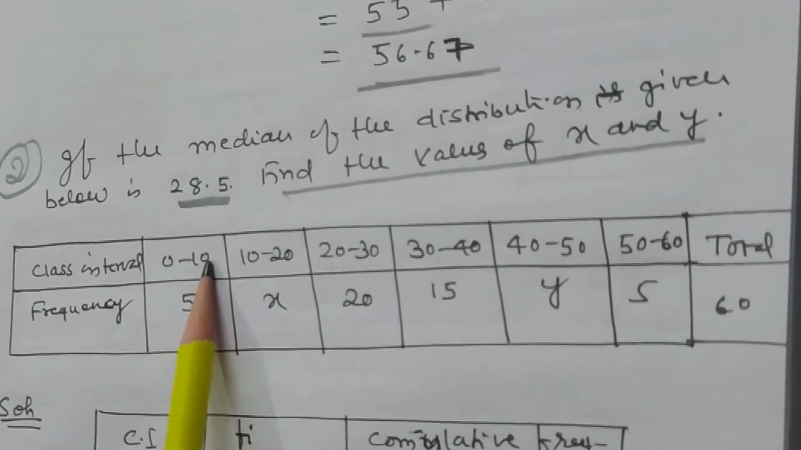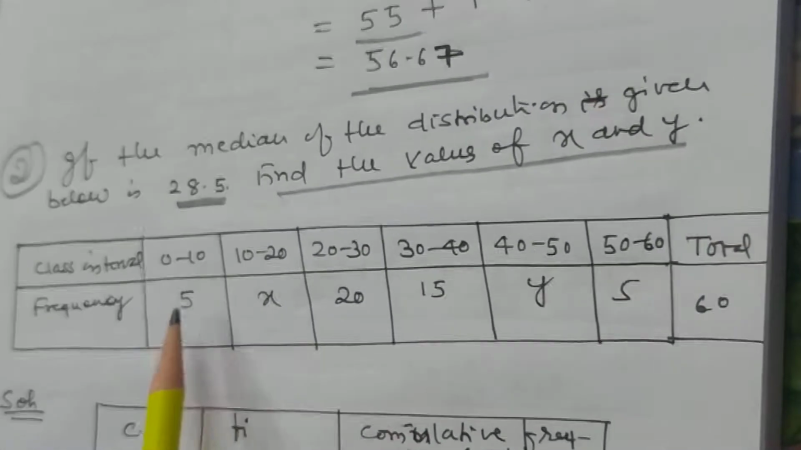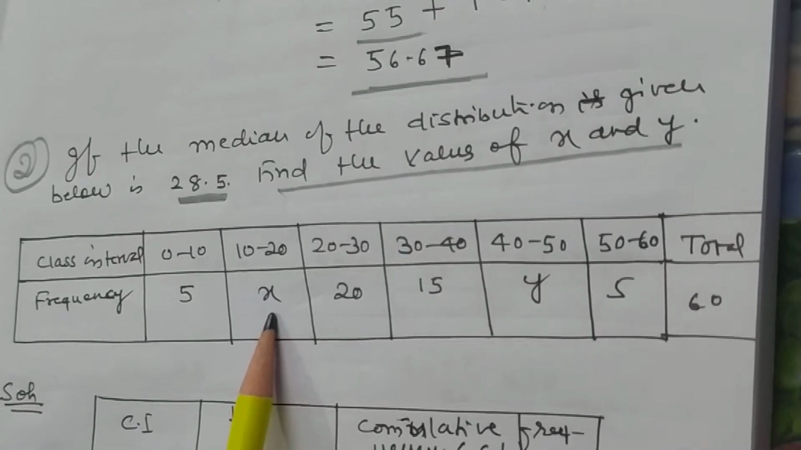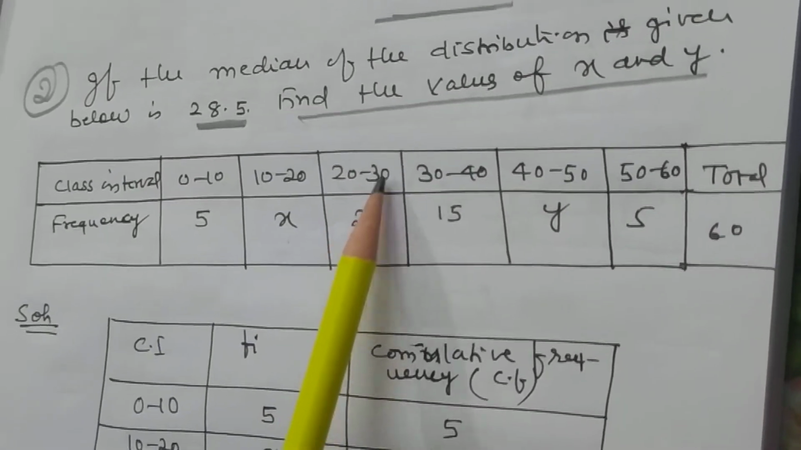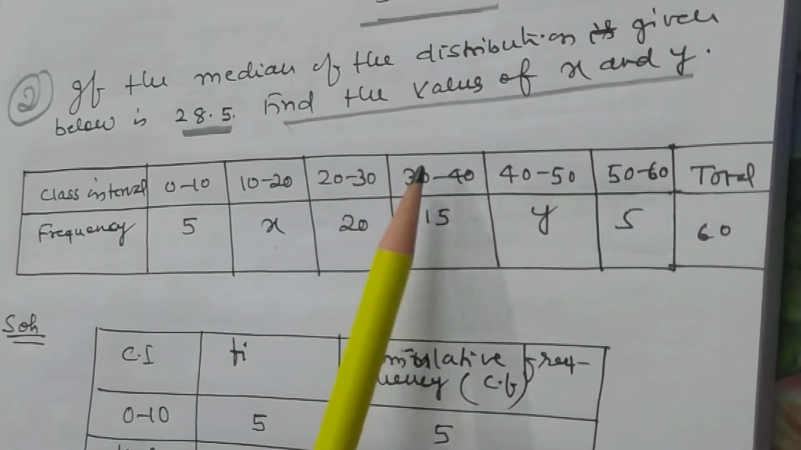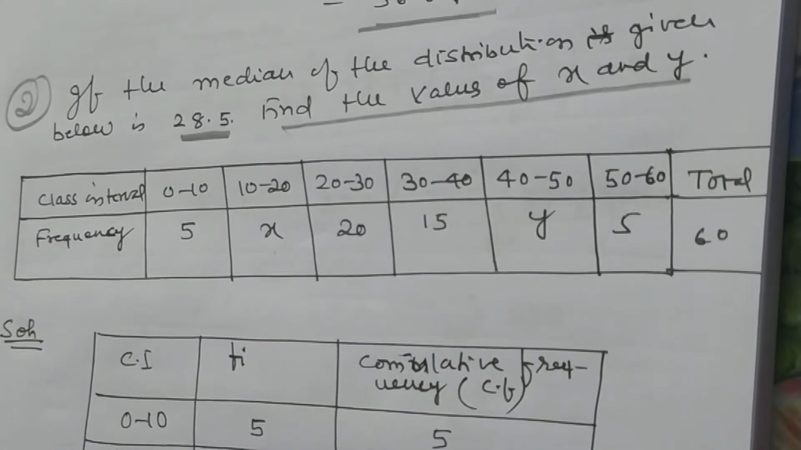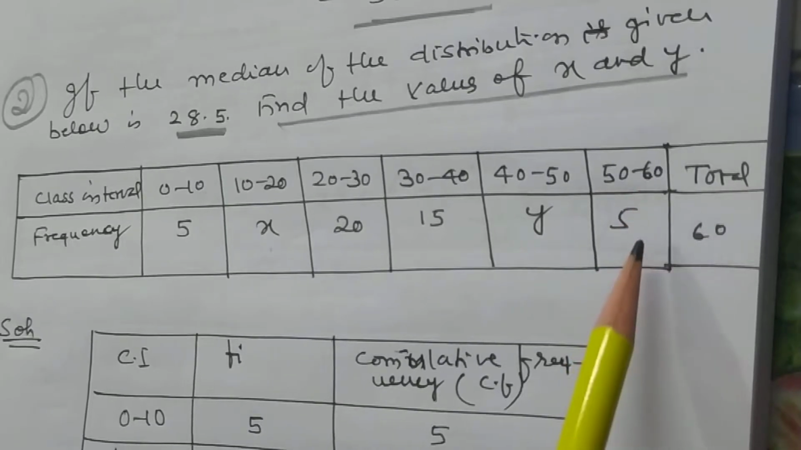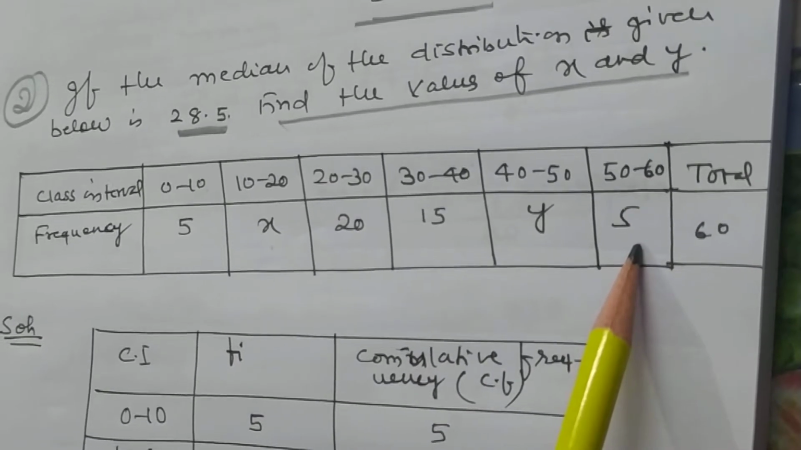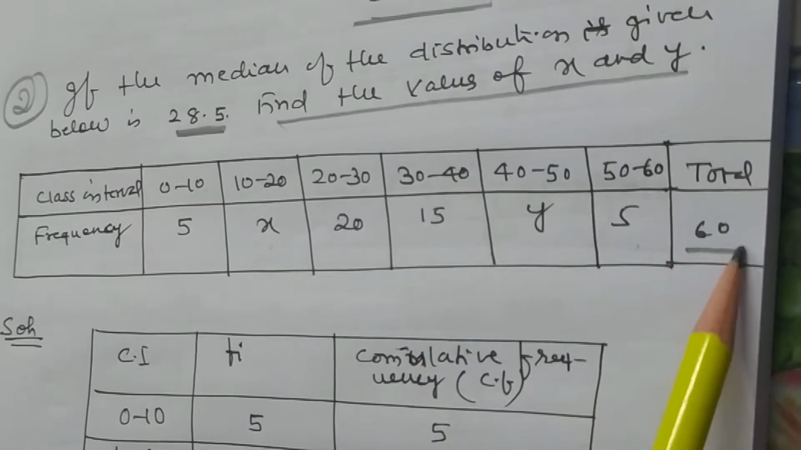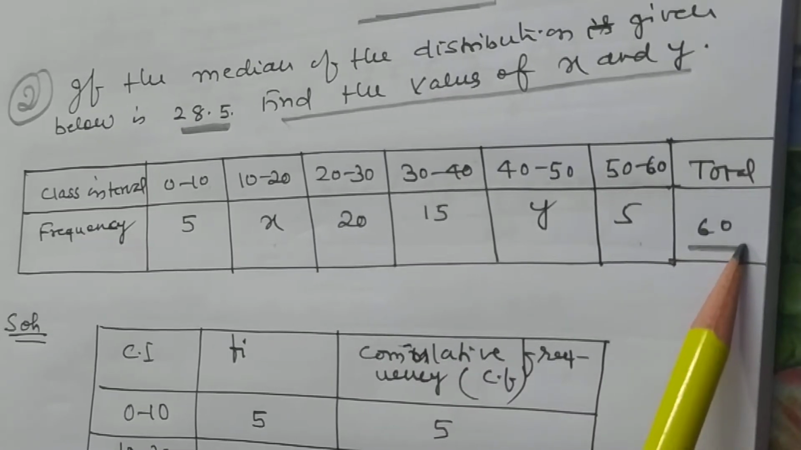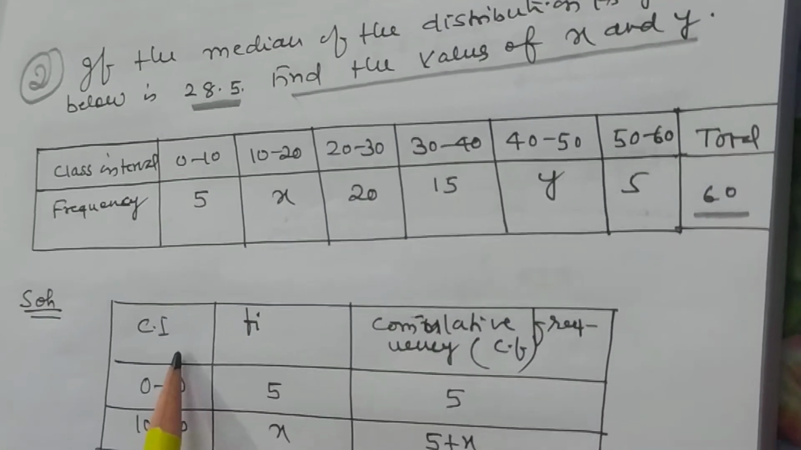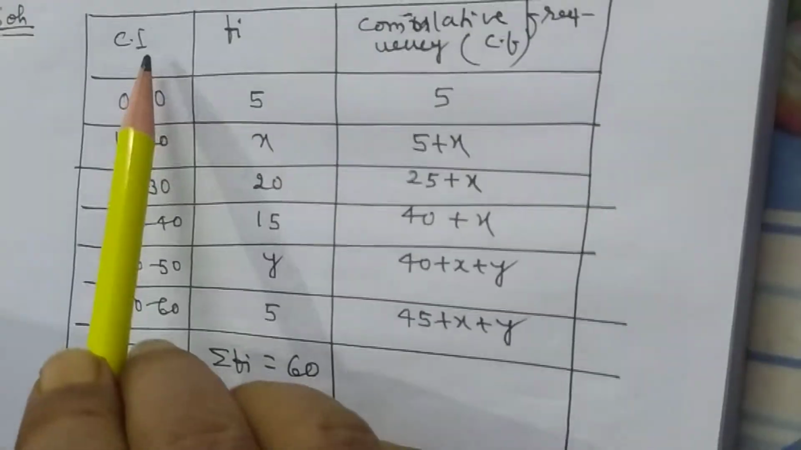So class interval is 0 to 10, frequency is 5; 10 to 20, frequency is x; 20 to 30, frequency is 20; 30 to 40, frequency is 15; 40 to 50, frequency is y; 50 to 60, frequency is 5; and total frequency is 60.